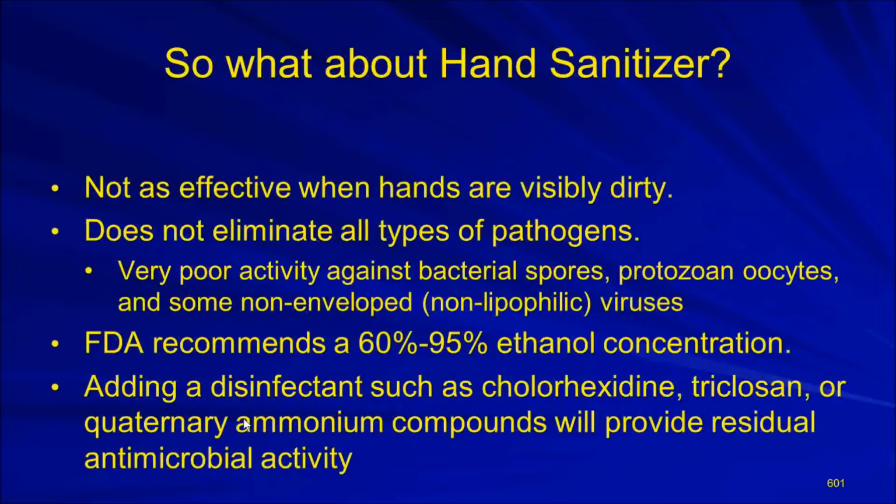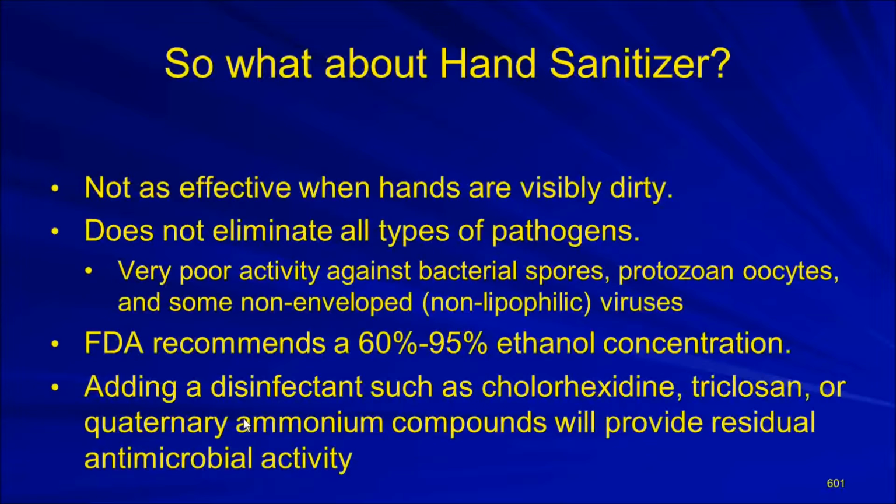Okay. Another thing about hand sanitizer is it does not eliminate all types of pathogens. So it actually has very poor activity against bacterial spores, protozoan oocysts, and some non-enveloped or non-lipophilic viruses. Is hand sanitizer effective at killing many types of pathogens, bacteria and viruses? Yes. However, there are some exceptions, and these are some of them I wanted to make you aware of.